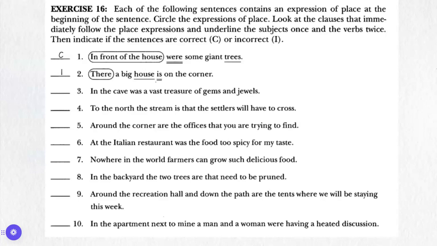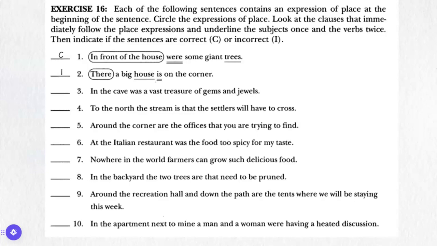It should be is the stream. Number 5, correct. Number 6, incorrect. It should be the food was. Number 7 is incorrect. It should be can farmers. Number 8, incorrect. It should be are the two trees.